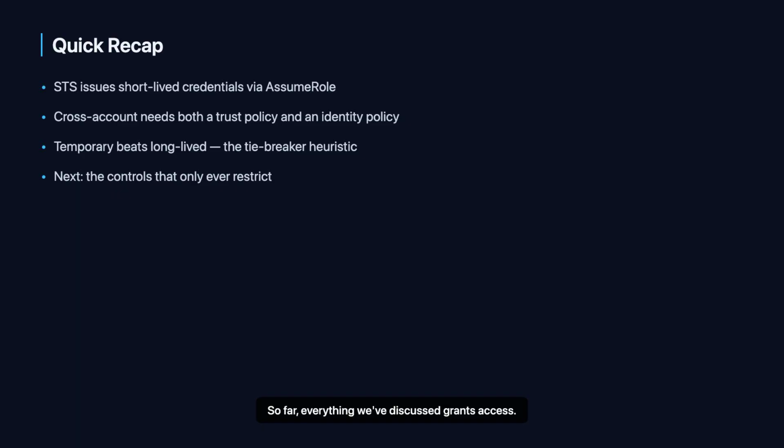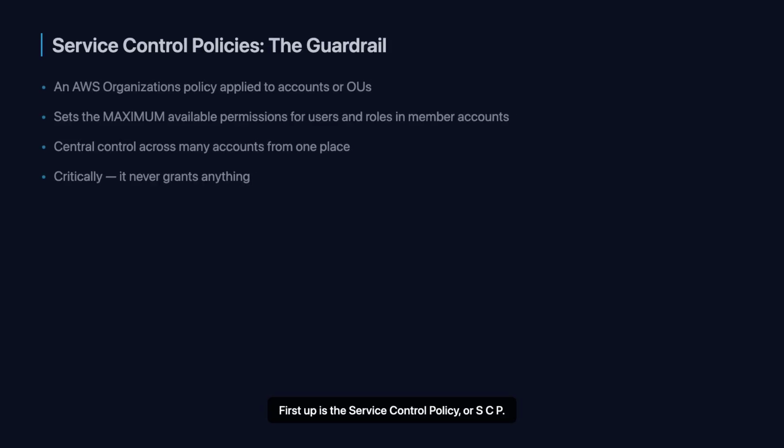So far, everything we've discussed grants access. Now let's flip to the other family, the controls that only ever take access away. First up is the Service Control Policy, or SCP. This is an Amazon Web Services Organization's policy that you attach to accounts or to whole organizational units. Think of those as folders of accounts. What it does is set the maximum available permissions for every user and role in those member accounts. That gives you central control across dozens of accounts from one place.